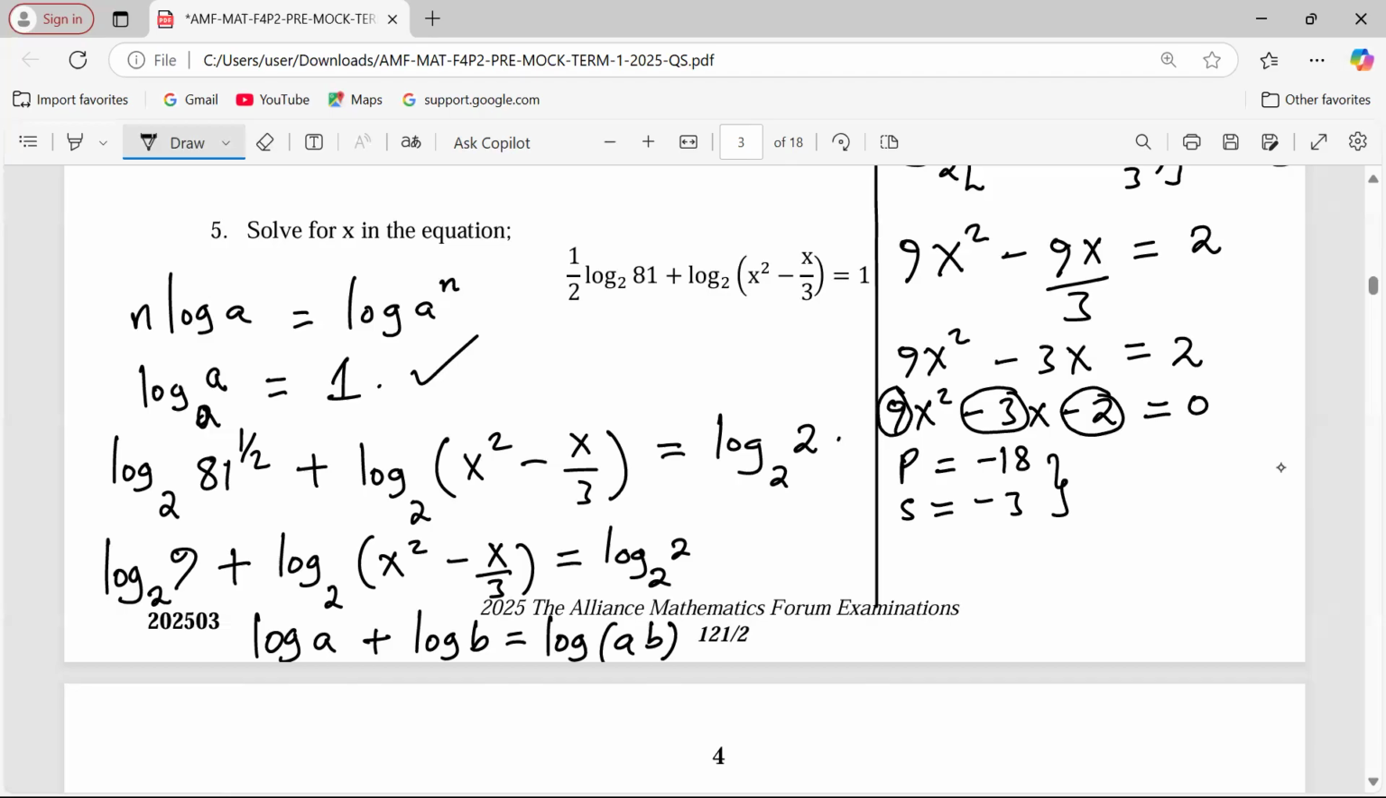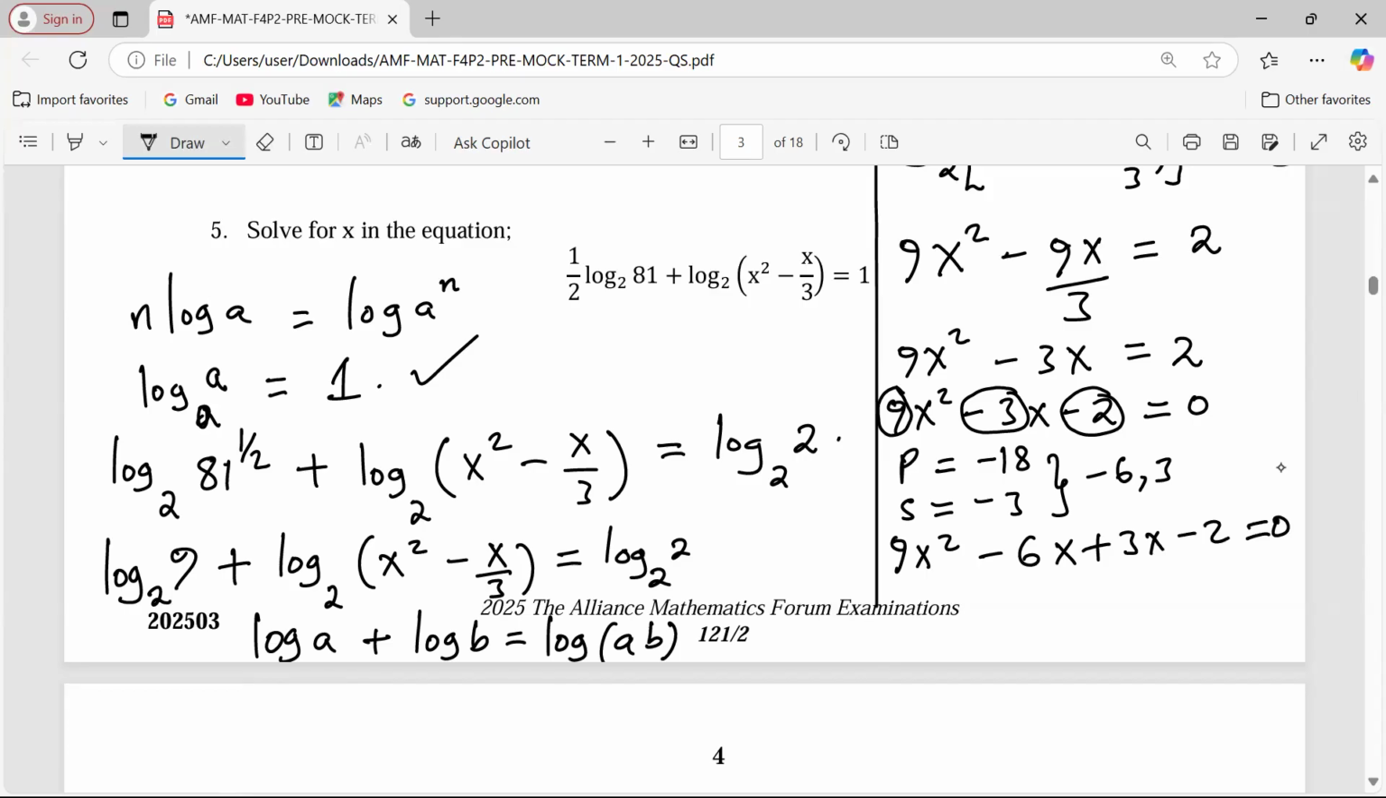Therefore, two factors which when multiplied give negative 18, and when added give negative 3. You're having negative 18 and negative 3, so negative 6 and positive 3. So now we are going to rewrite the equation such that we have 9x squared, and instead of negative 3x, we'll have negative 6x and positive 3x, then minus 2, equivalent to 0.